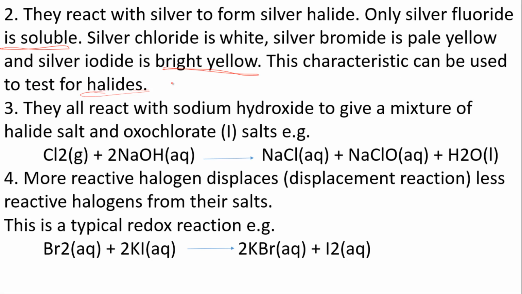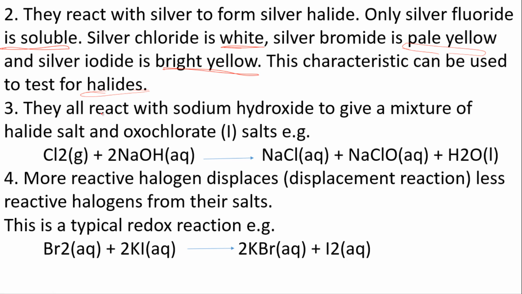These characteristics can be used to test for halides. You can use this characteristic: when you have silver, you pass them through chlorine or through halogens. If it is passing through chlorine, it forms silver chloride, which is white. If it is bromine, it forms pale yellow. Then, if it is iodide, it forms bright yellow. You have asked me what happened to fluorine. It's explosive, it's more reactive. Therefore, you cannot actually carry that out in the lab. These characteristics can be used to test for halides.